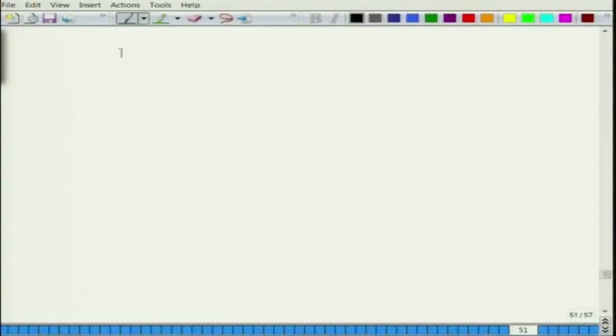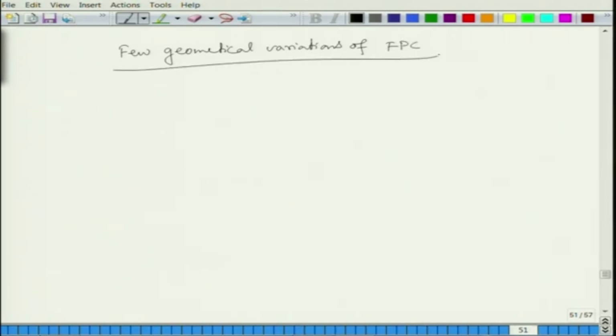Okay. Now, we will look at few geometrical variations of flat plate collector. So, we have completed the analysis for the basic geometry. So, we can use those analyses directly. So, the first one is the basic geometry. Let me just summarize the last few lectures.